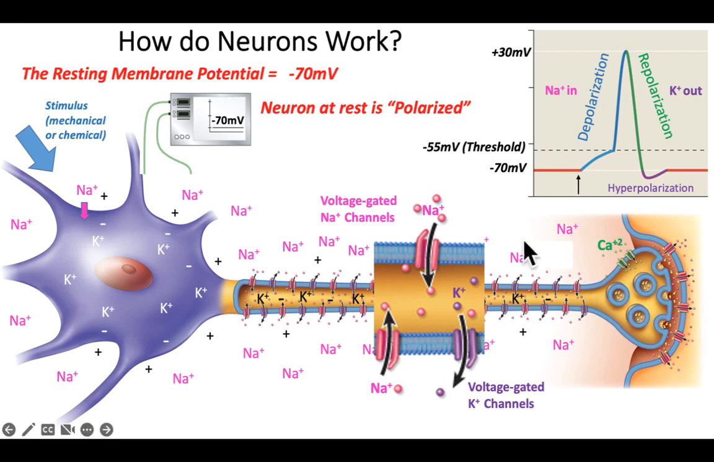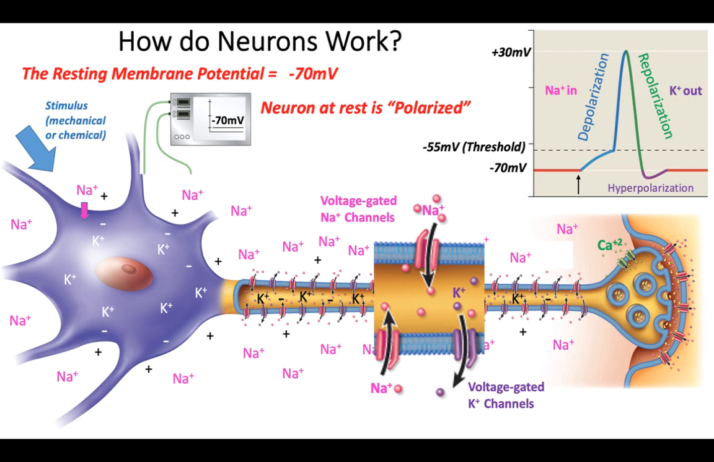It uses mechanical or chemical gated channels on the dendrites. We either get to threshold or we don't, but if we do get to threshold, we're going to open the sodium channels and cause depolarization. And then after that, we cause repolarization.